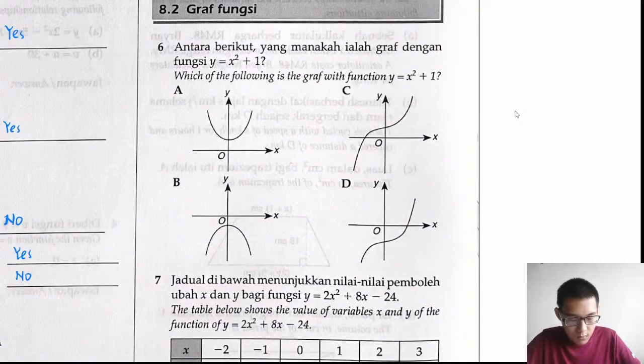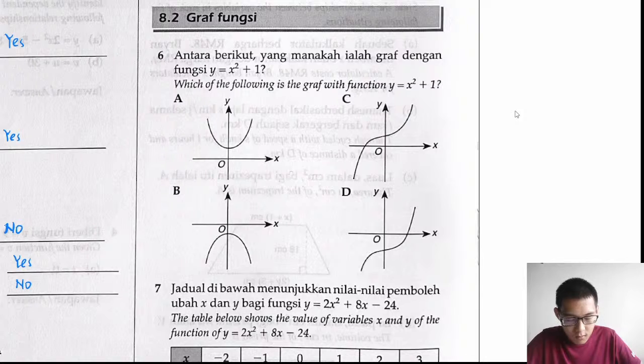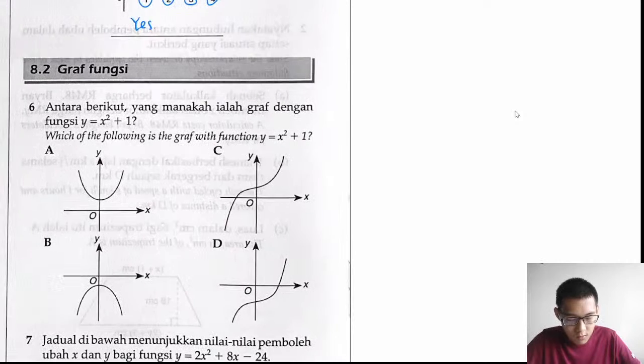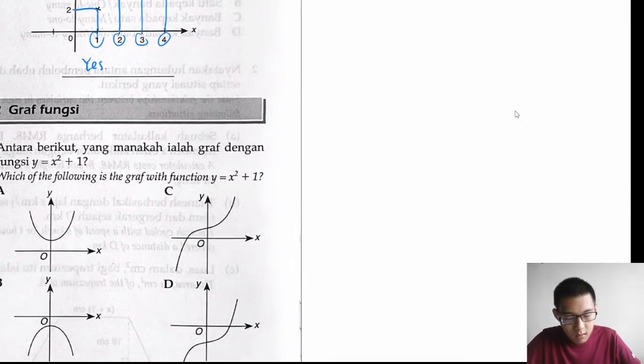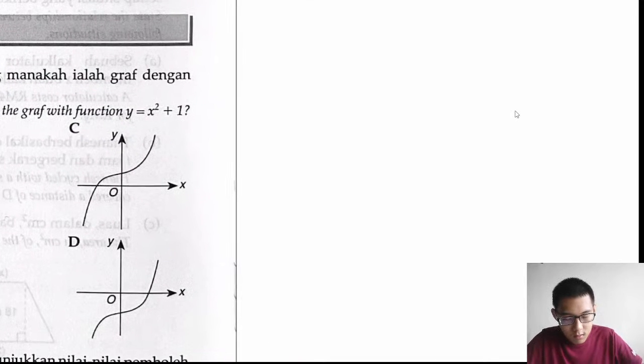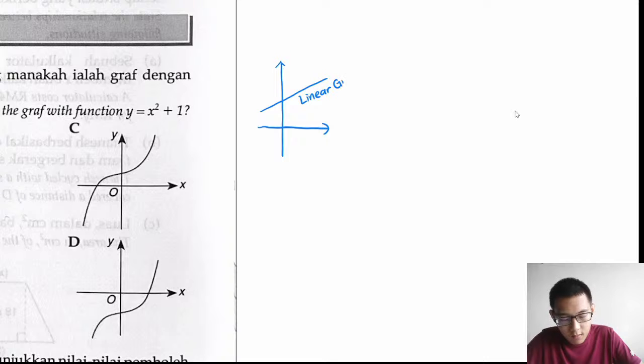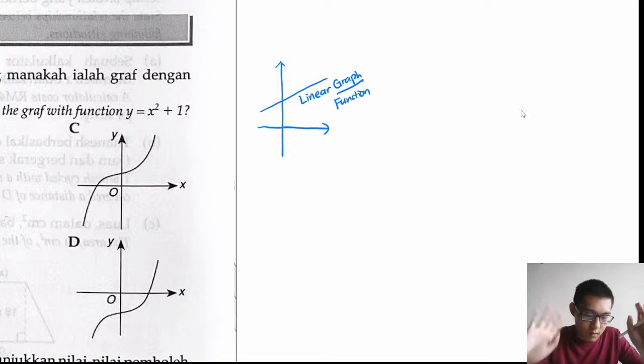So each of the following is a graph with function x squared plus 1. So for this one, you can try to see the pattern of the graph, the shape of the graph. We have several types of graph shape, which is the straight line. This is called a linear function, a linear graph. The graph is built by the linear function. If we plot the graph of a linear function, we call it a linear graph.